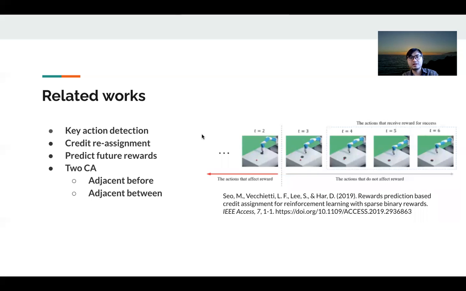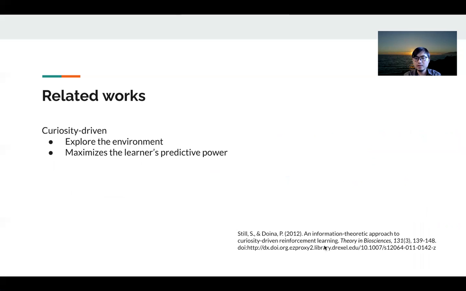I have several related works to share. In the paper on reward prediction based credit assignment for reinforcement learning with sparse binary rewards, the authors developed a method called key action detection. They find the key action that contributes most to the reward and reassign the reward to that action. In the paper on an information theoretic approach to curiosity-driven reinforcement learning, the authors proposed that the agent, rather than only exploiting the knowledge it has learned, has to explore the environment and maximize the learner's predictive power.